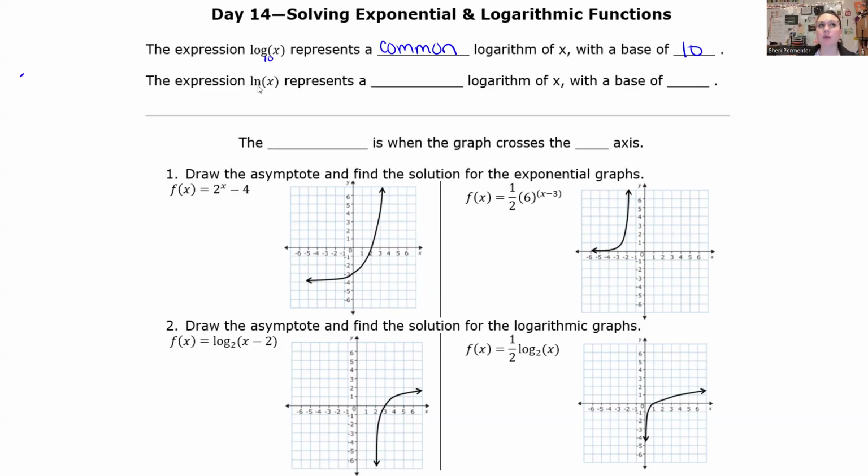What about this one? What is this called? What's the next one called? What's this next one called? LN. Dig out your notes. I'm not going to tell you. So this is in our notes somewhere. Natural. Thank you. Yep.